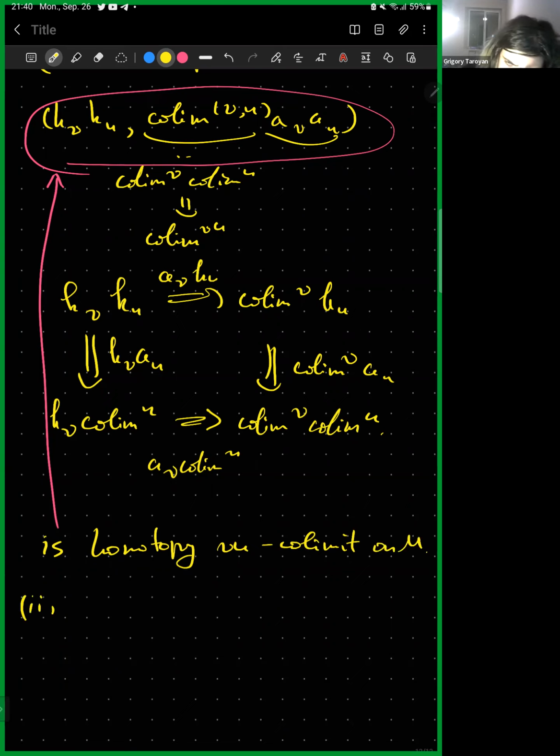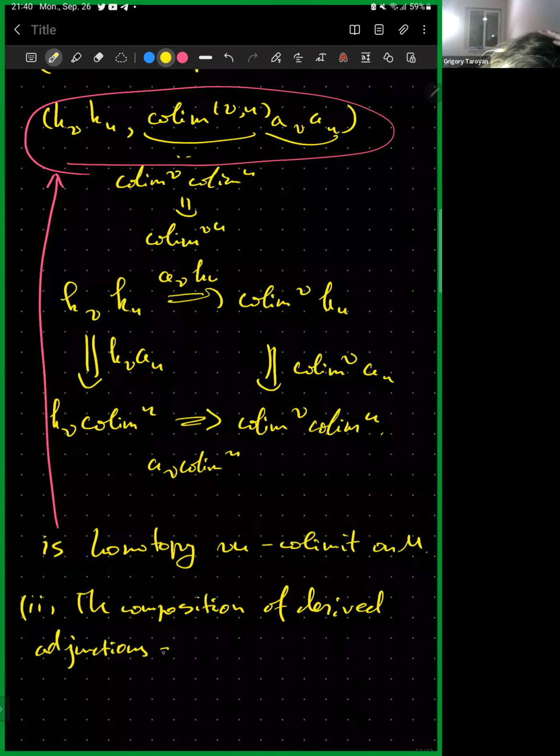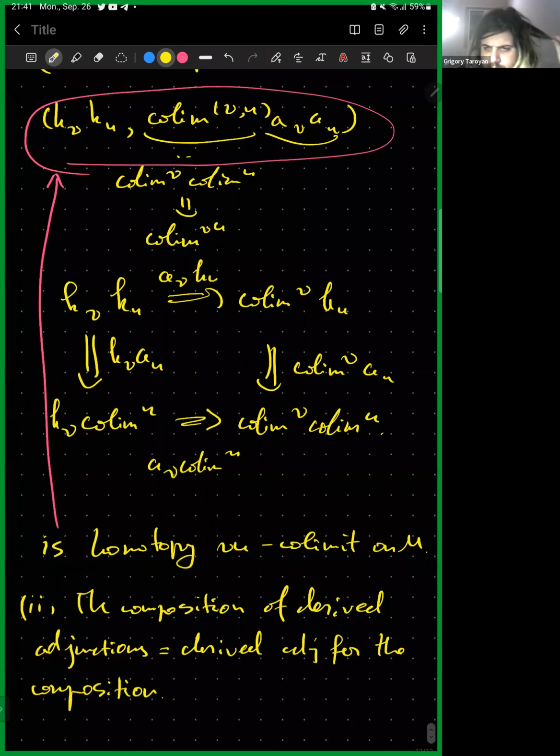And the second part is that the composition of derived adjunctions is a derived adjunction for the composition. Okay.